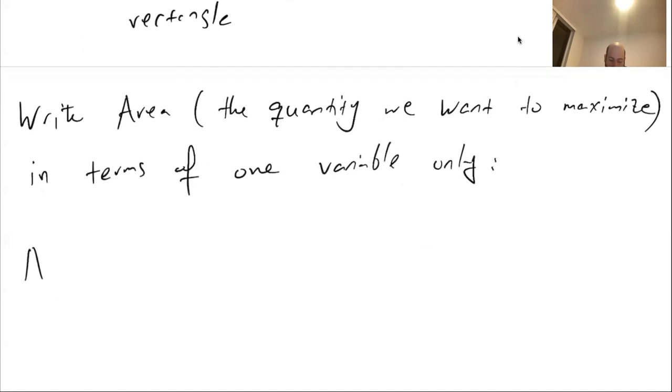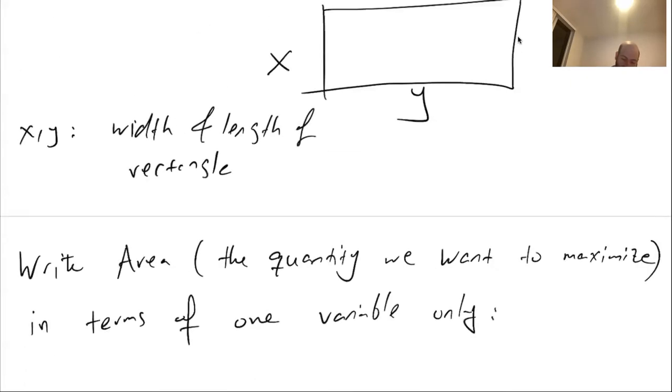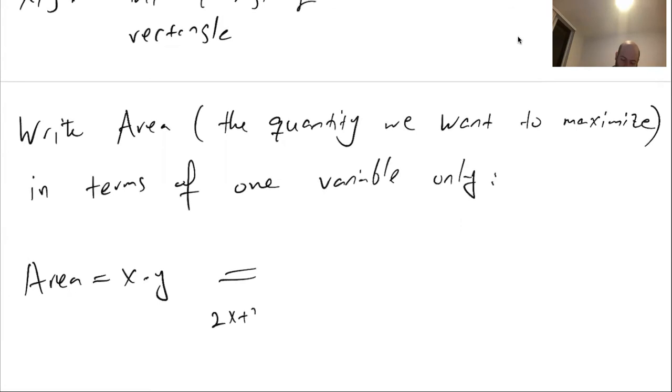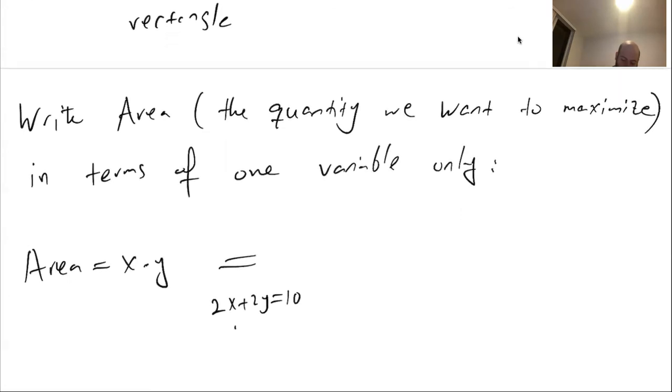So area is equal to X times Y. And what is Y? Because we know that the total perimeter must be 10. Total perimeter is 2x plus 2y, so that must be 10. So that means x plus y must be 5, and y is equal to 5 minus x. So x times 5 minus x.